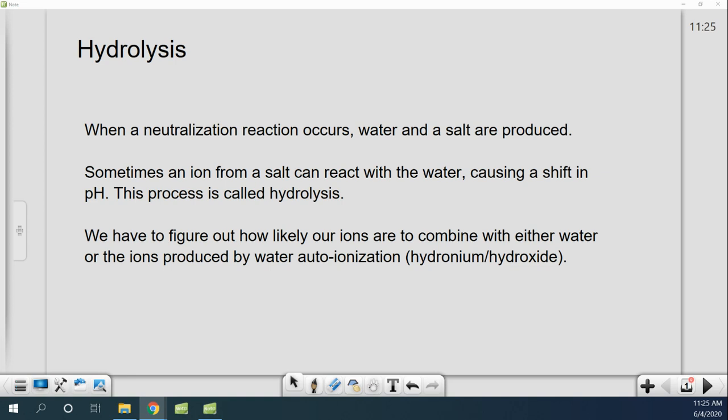Hey guys, welcome back. This is our final lesson in chemistry on the acid-base unit. So we're looking today at hydrolysis.